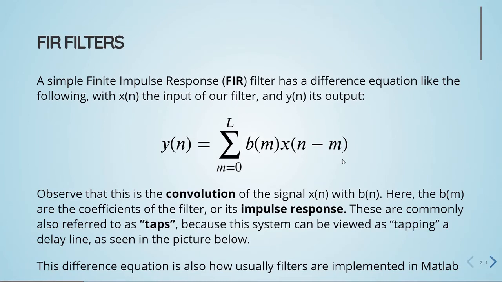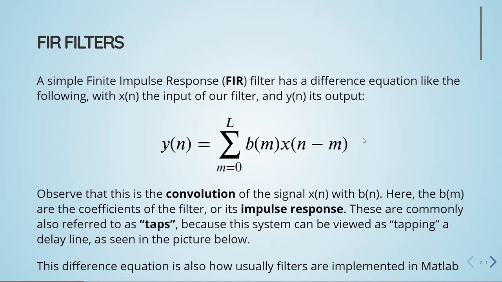So FIR filters, the finite impulse response. A simple finite impulse response filter, an FIR, has a difference equation like the following, where x of n is the input of our filter and y of n is the output of our filter. So here we have x of n, here we have y of n, and we have the sum going from 0 to capital L of b of m times x of n minus m.